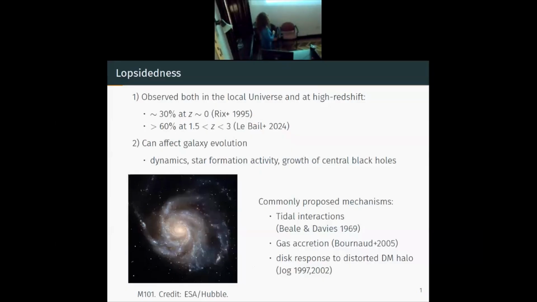And because this perturbation results in a shift of the disk's center of mass with respect to the density cusps, this introduces torques throughout the disk, which can affect the secular evolution of the disk, in particular its dynamics, the star formation activity, and also the feeding of the central supermassive black hole. Among the mechanisms that have been proposed as origins of lopsidedness, the most common ones typically involve external perturbations like flybys or tidal interactions, a gas accretion feeding one side more than the opposite one, or the response of a disk to a previously perturbed dark matter halo.